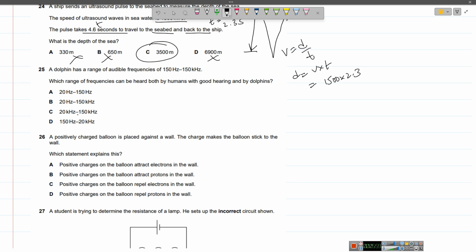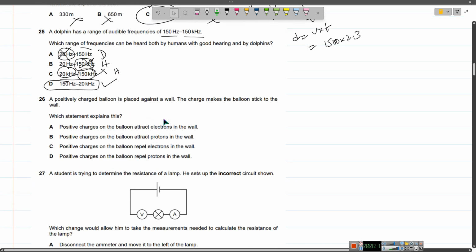A dolphin has an audible range of this to this much hertz. Which range of frequencies can be heard by both humans with good hearing and by dolphins, right? Humans cannot hear this, dolphins cannot hear this, right? And humans again cannot hear this or this at all. So from 150 hertz to 20 kilohertz, that is the correct range, right? This is again a human problem, right? Humans cannot hear this. They cannot hear anything above 20. So it is from 150 to 20 kilohertz that humans can hear.